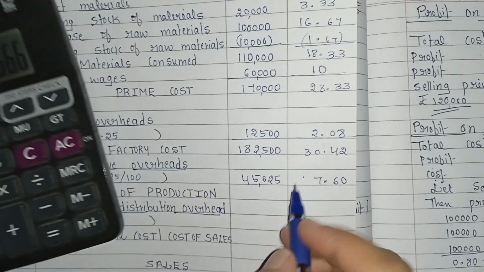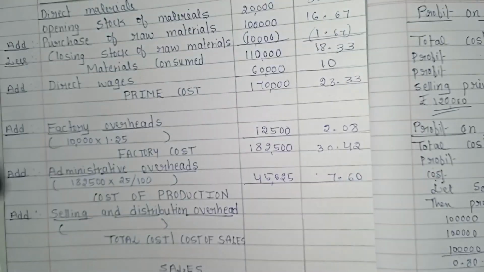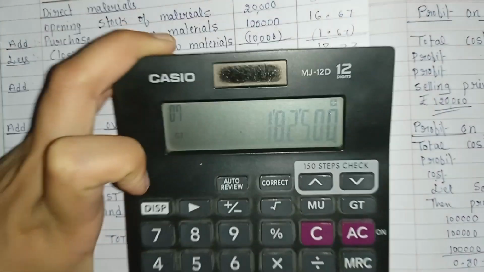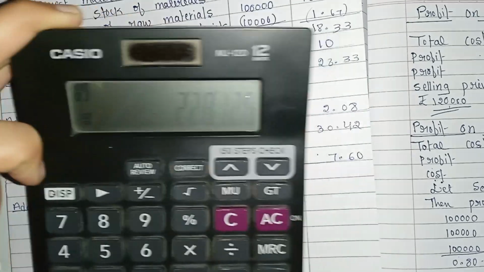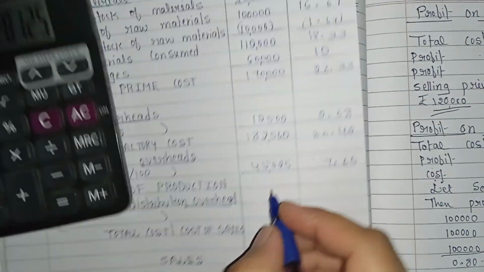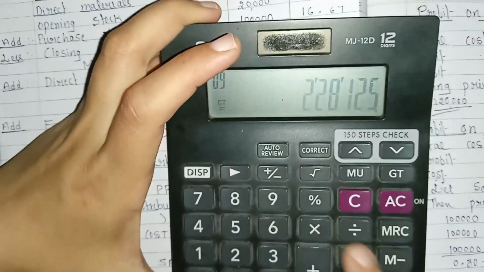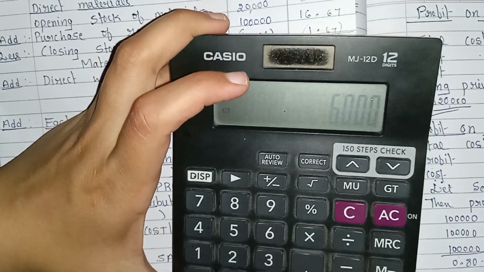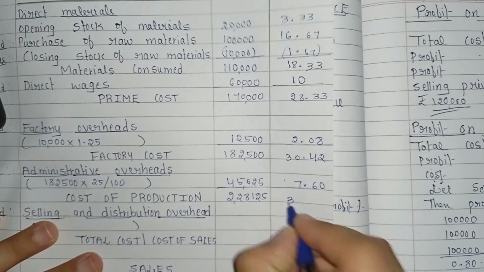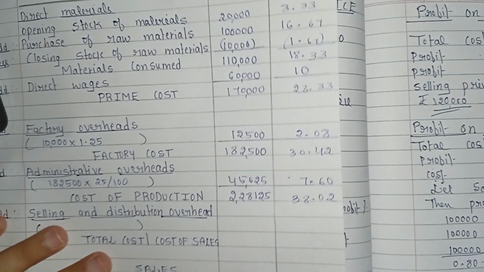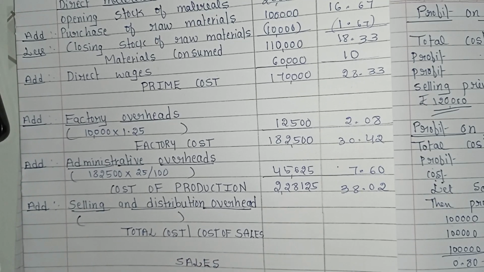Okay, so our cost of production is 1,82,500, our factory cost, plus administrative expenses 45,625, which equals 2,28,125. Divided by 6,000 units, that is 38.02. Clear? Now lastly we need to add selling and distribution overhead.